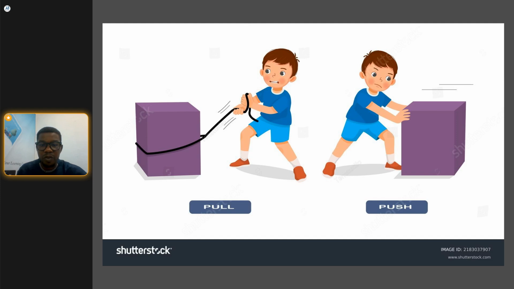Okay, so now we want to discuss the cause of motion. Now let's consider this diagram. We have an object here and an object here. The question I'm going to ask is, if nothing is applied to these two objects, are we going to observe any movement?